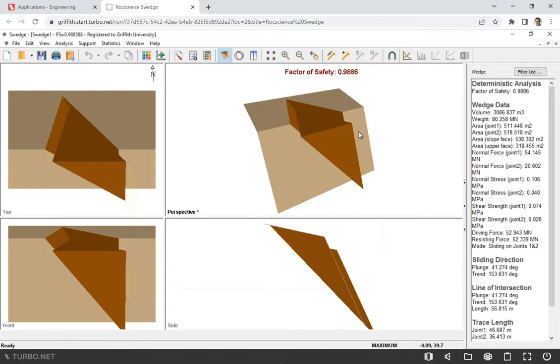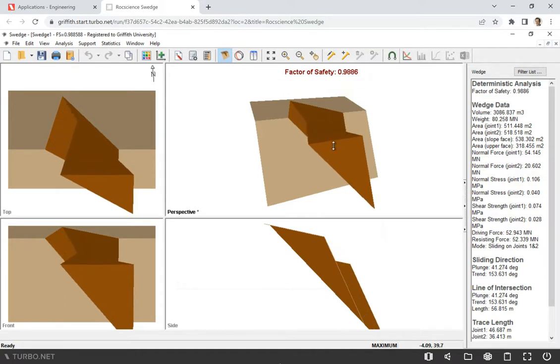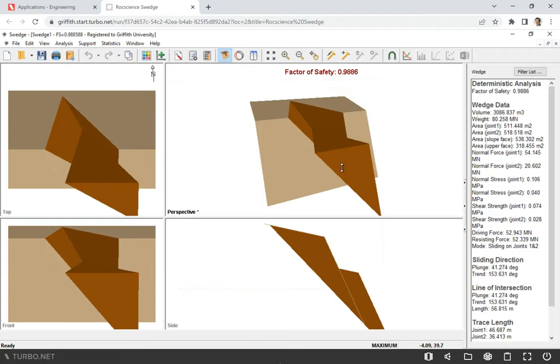We have a wedge that formed in the rock mass, and then at some point, because of gravity, it will just slide downward. What we need to know here are these two planes. This is the first plane and the second plane. When we have these two major planes, you will see where they intersect each other.